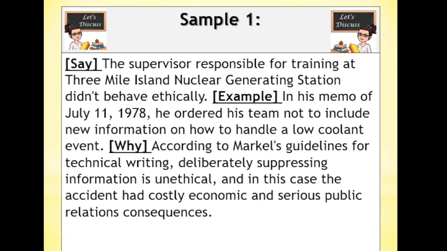So we have here the say, or what we call stating the evidence, which is the supervisor responsible for training at 3 Mile Island Nuclear Generating Station didn't behave ethically. And we have here the example situation wherein in his memo, so we're justifying why we say that he didn't behave ethically. In his memo of July 11, 1978, he ordered his team not to include new information. And of course, why they are connected is because we are talking about evidence taken from Markel's guidelines for technical writing, wherein it states deliberately suppressing information is unethical, thus justifying why we said that the supervisor didn't behave ethically. Okay?